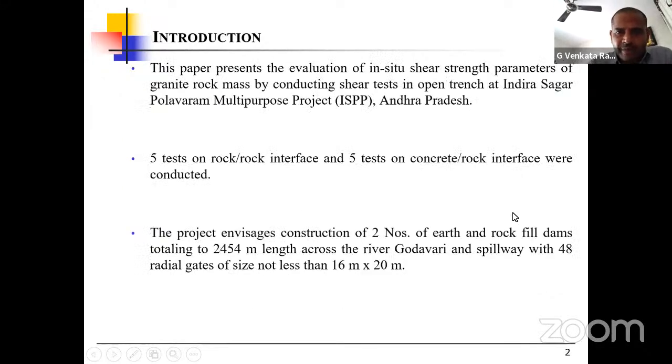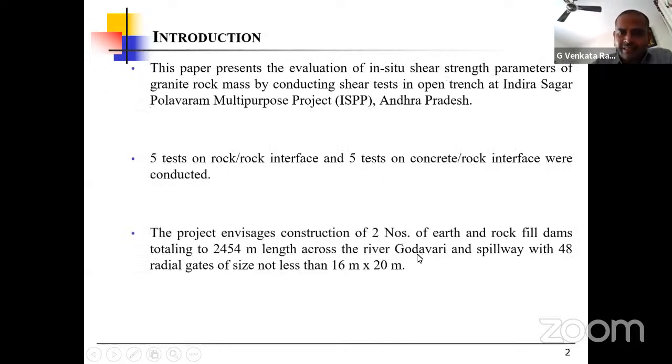So the main purpose is to evaluate the shear strength parameters of the interfaces, especially concrete over rock and rock over rock. The project is the construction of two earth and rock fill dams, with a length of more than 2,454 meters across the river Godavari, and a spillway length of 1.582 kilometers. More than 48 piers will come on the entire project, right, students?